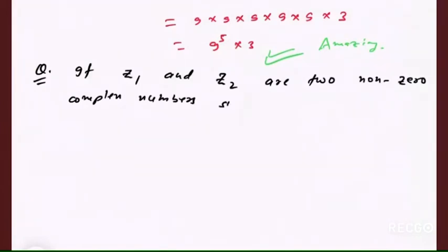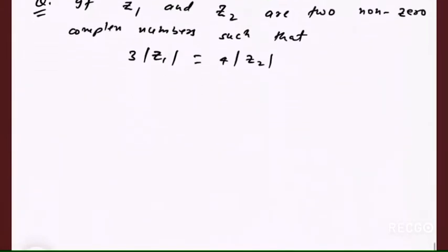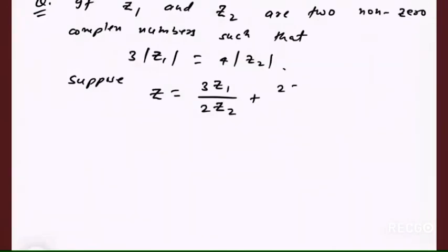If z1 and z2 are two non-zero complex numbers, such that you can see here 3 times mod z1 equals 4 times mod z2, and these z1 and z2 are non-zero complex numbers, none of them is equal to 0. Now suppose that there is a complex number z which is equal to 3z1 divided by 2z2 plus 2z2 divided by 3z1, right? So this is a new complex number in terms of z1 and z2.